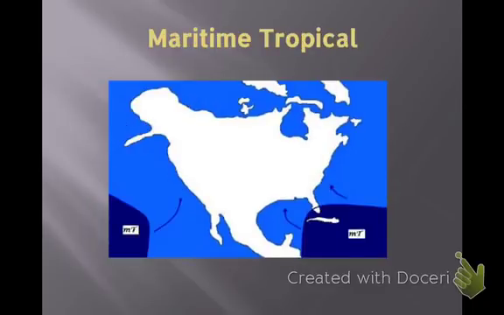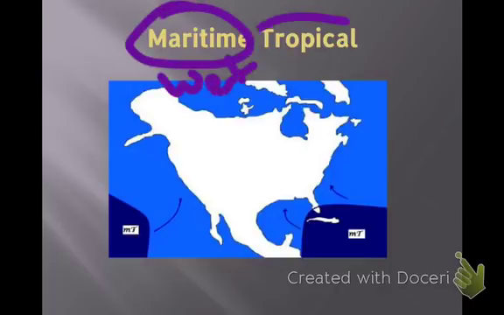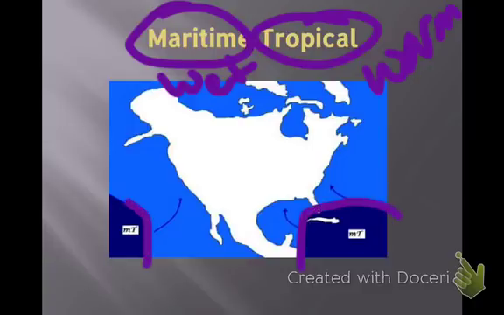Okay, next one is maritime tropical. So maritime, again, meaning wet, tropical meaning warm. So this is going to form over water because it's wet, and tropical where it's warm. So now here's our maritime tropical air masses. This is where they form over the water by the equator. Okay?